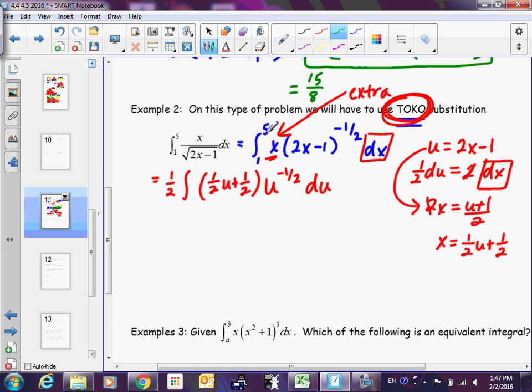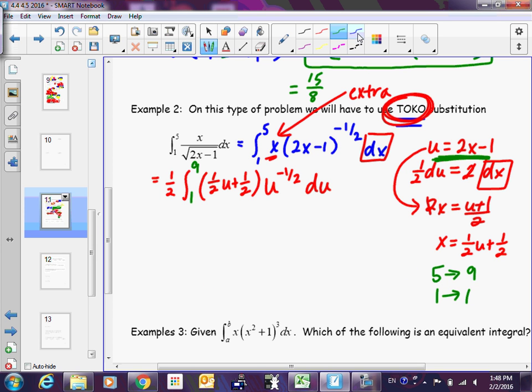This 1 and 5, these are x values. We want to change them into u values. So what is the 5 going to change into? 2 times 5 minus 1, 9. 2 times 5 is 10, minus 1 is 9. That's going to be your upper bound. What is the 1 going to change into? It kind of just ends up staying 1. 2 times 1 minus 1 is still 1.